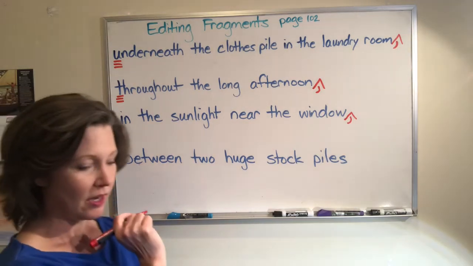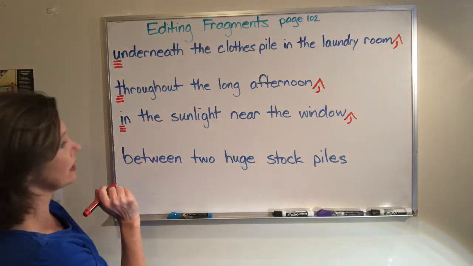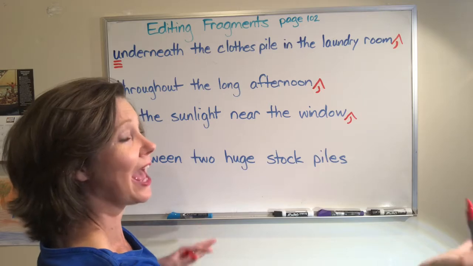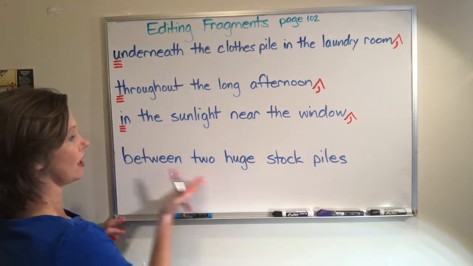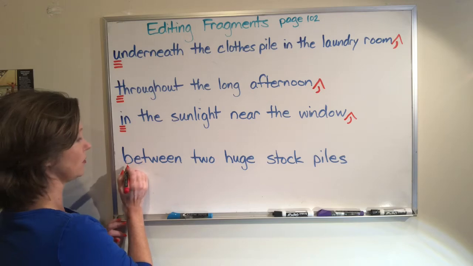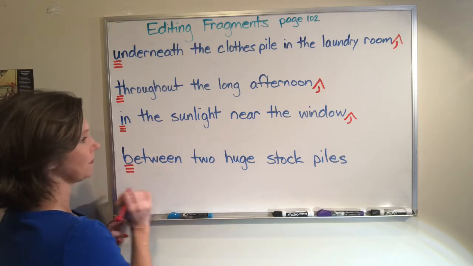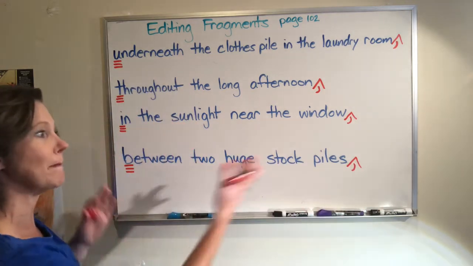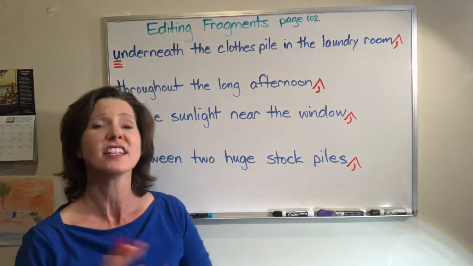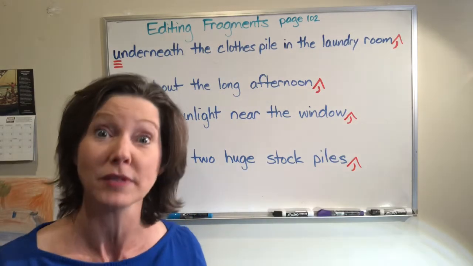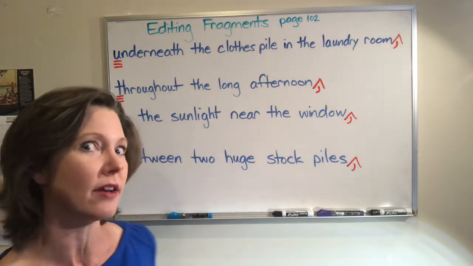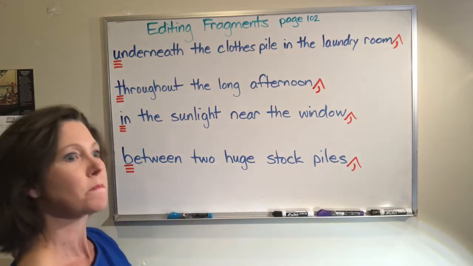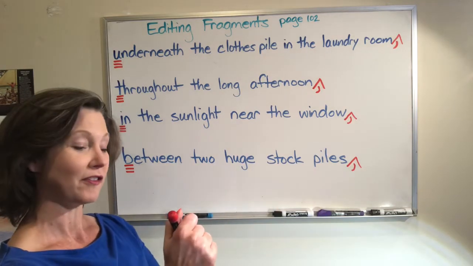Do number 4. Number 4 is on page 103. Between the huge stockpiles, it's not a sentence, so we'd have to add the subject and predicate. Right now we just have a set of prepositional phrases, or one prepositional phrase. Put your capital and your comma, and you would have to make that a complete sentence. Right now, it's a terrible set of phrases lost in the world by themselves, and they need a good writer to write the end of the sentence. What would you say? Between two huge stockpiles, comma, you'd have to finish it.